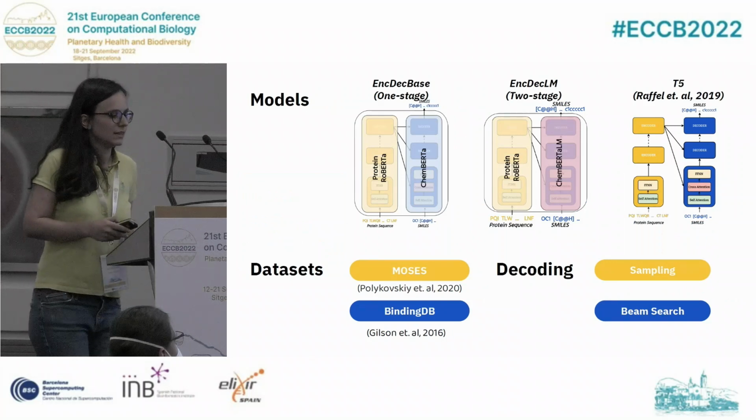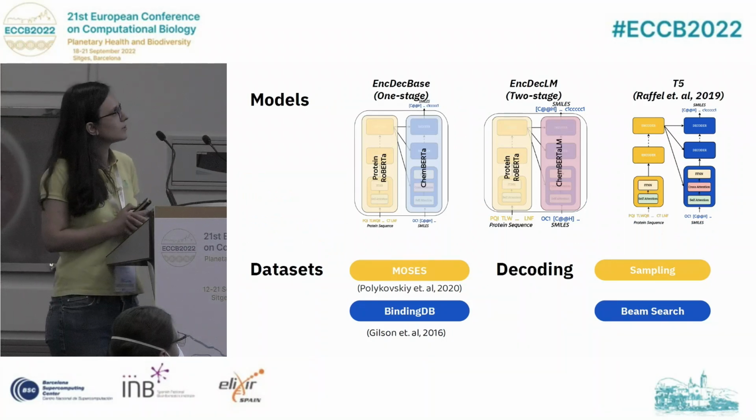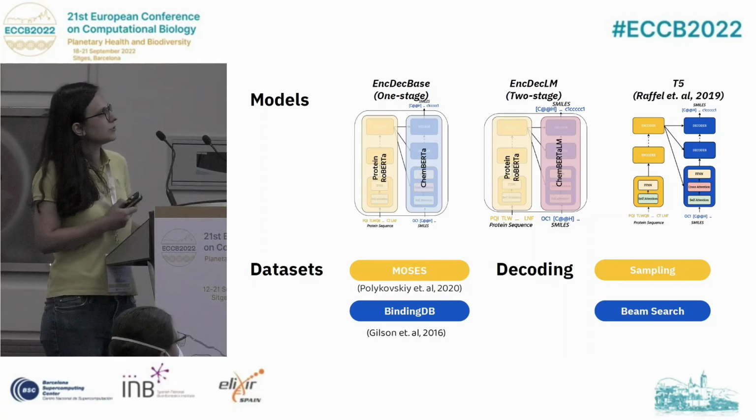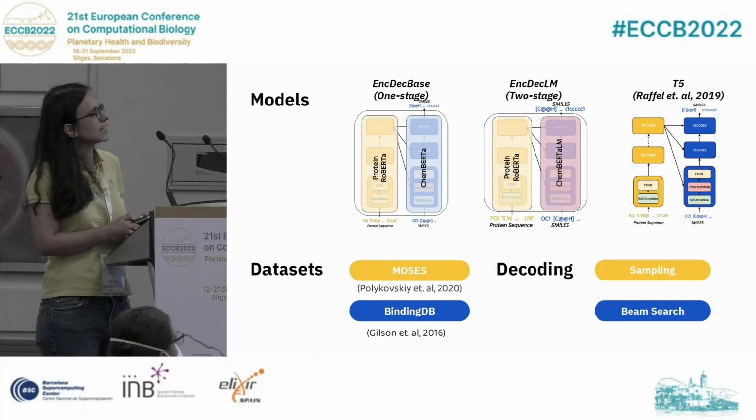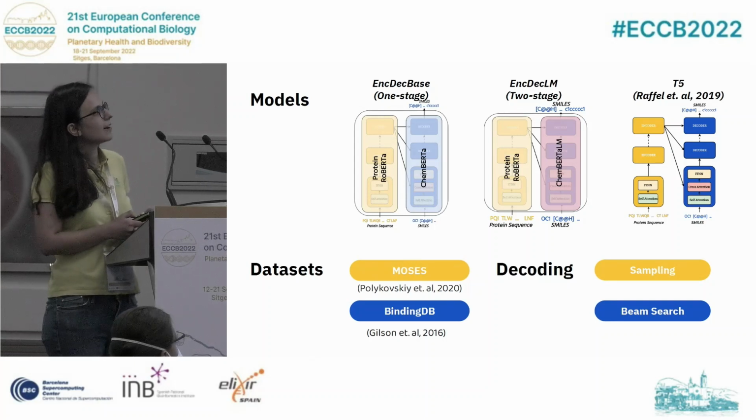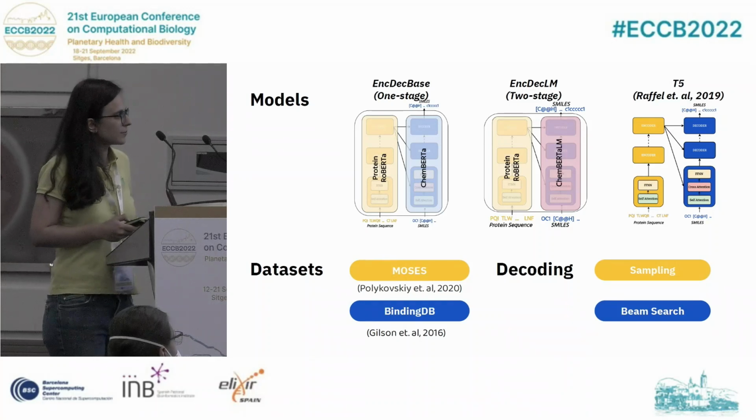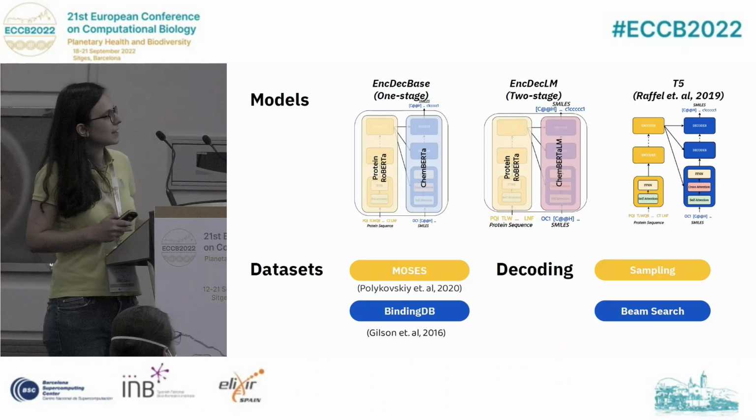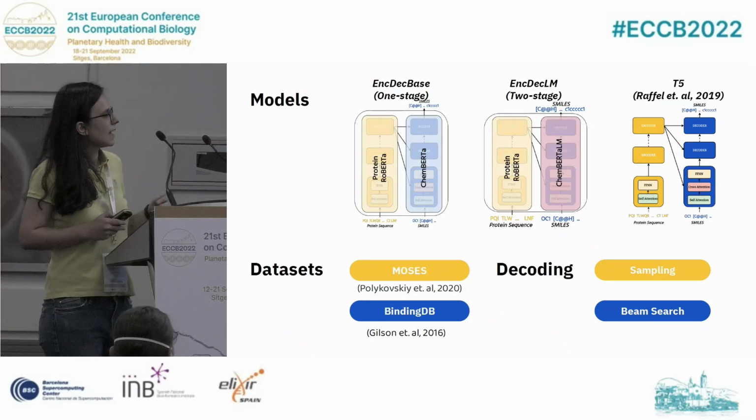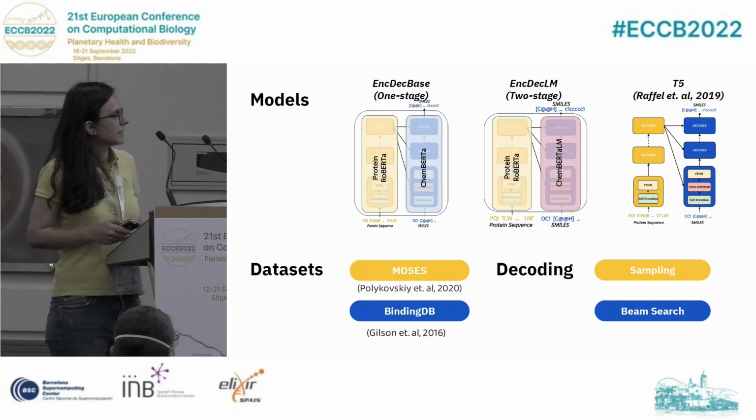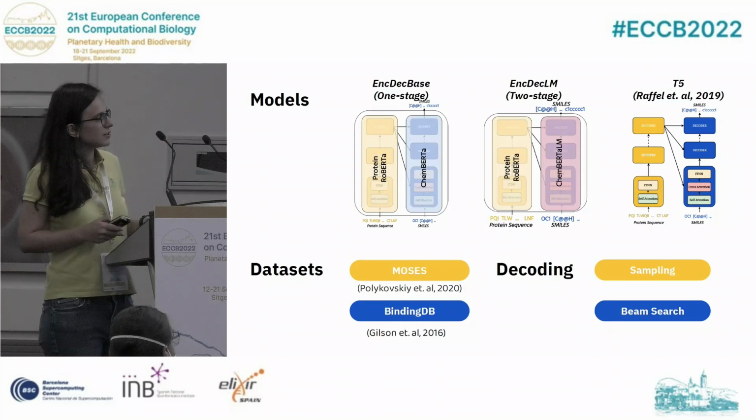And to investigate the utility of our proposed approach, we trained warm-started models, EncoderDecoder-base using the one-stage strategy and EncoderDecoder-LM using the two-stage strategy, as well as a baseline T5 model, which is a transformer model trained from scratch. And we used compounds from MOSES to train ChemBERTa and obtain ChemBERTa-LM, and we also used filtered protein-ligand pairs from BindingDB to train our targeted drug design models.